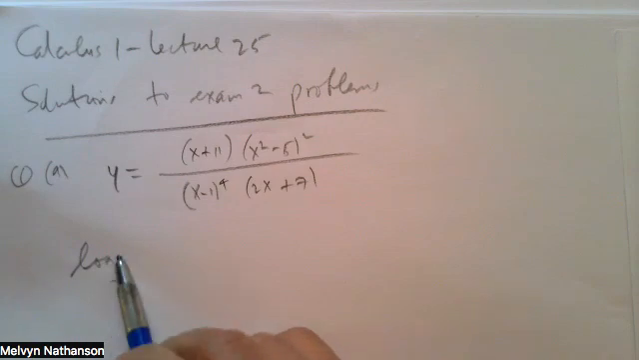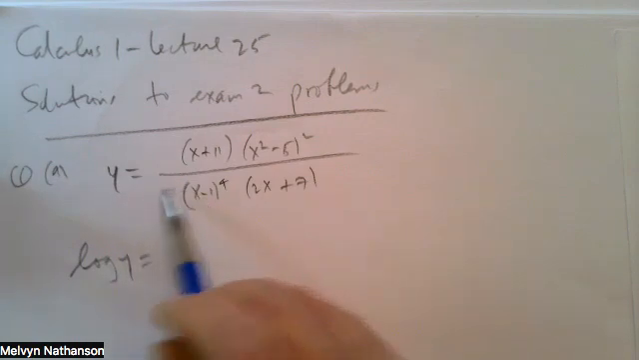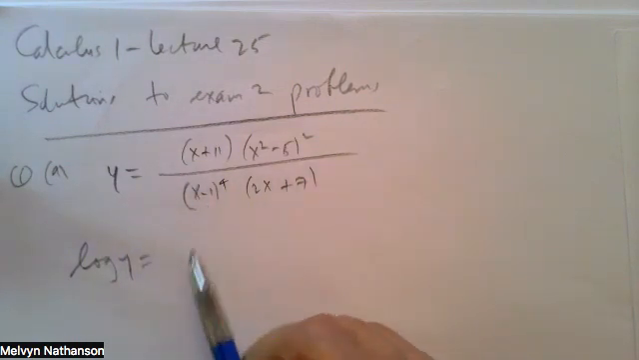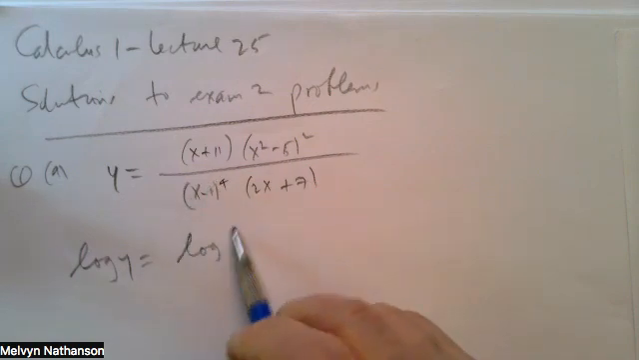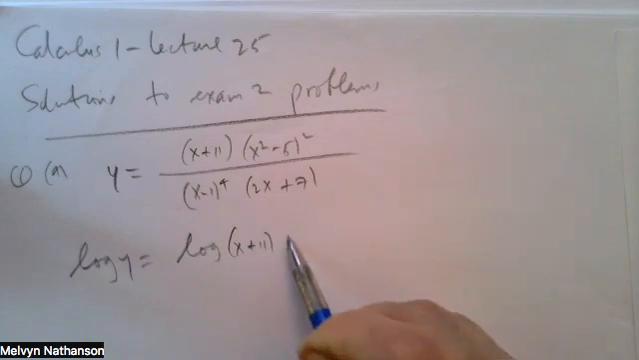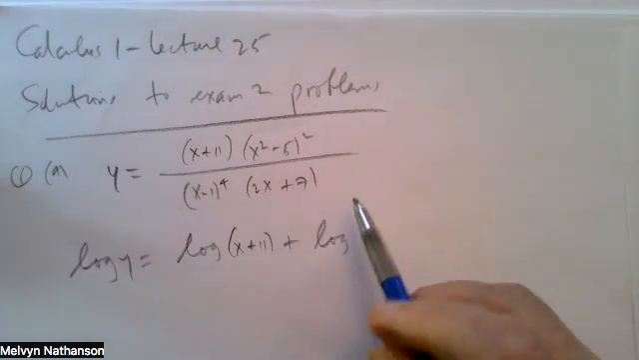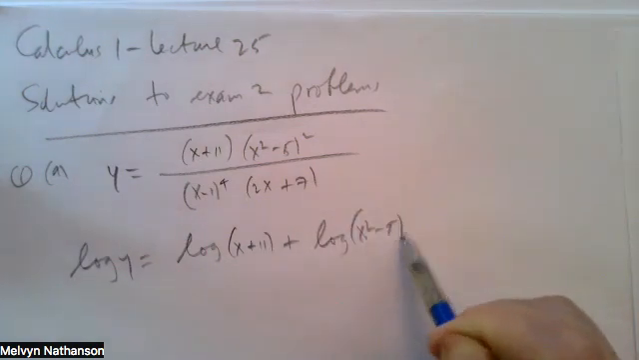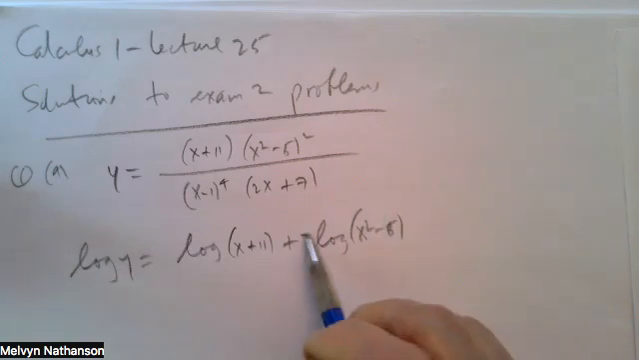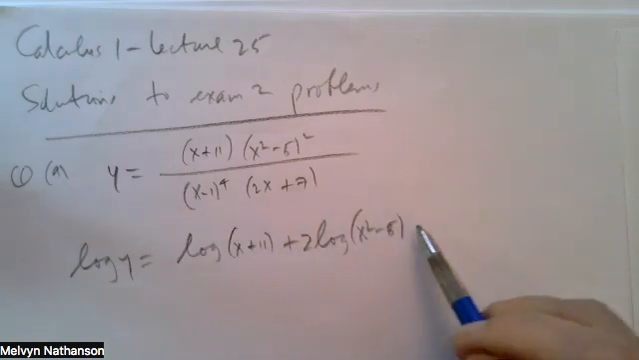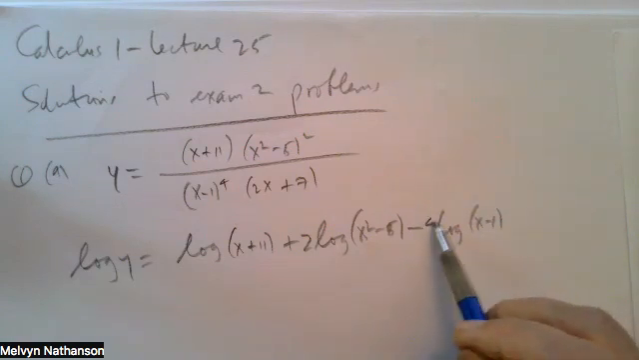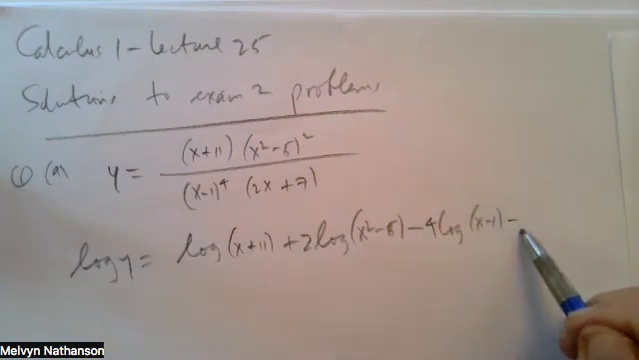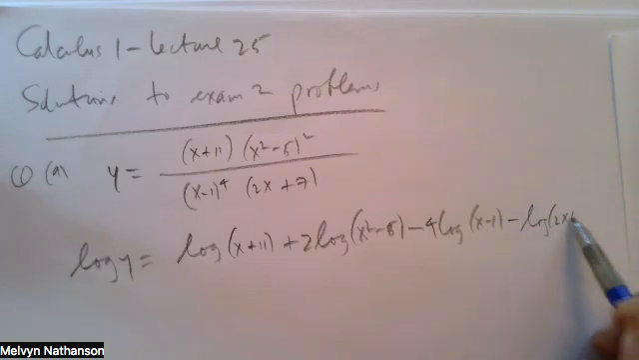That means we start by taking the log of y. So that's the log of this expression. And by the rules of logarithms, this is the log of x plus 11 plus the log of x squared minus 5 squared, but we can put the 2 in front, minus the log of x minus 1 to the 4th, so we can put the 4 in front, minus the log of 2x plus 7.